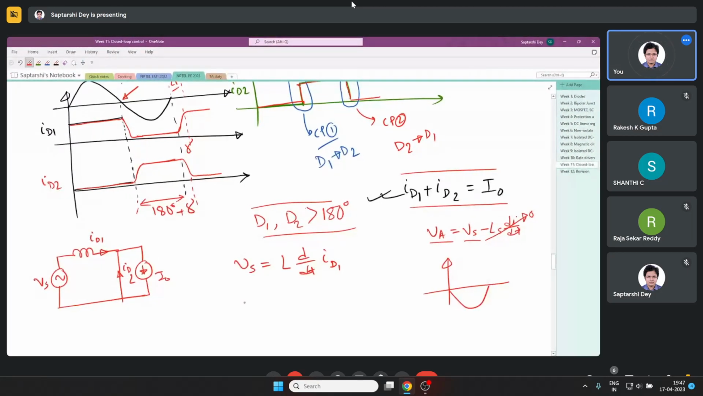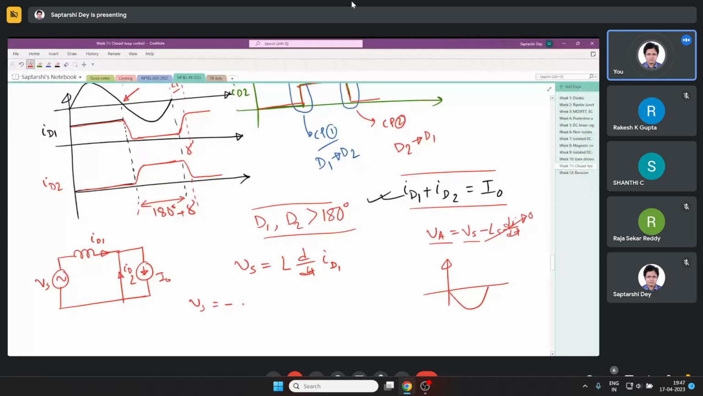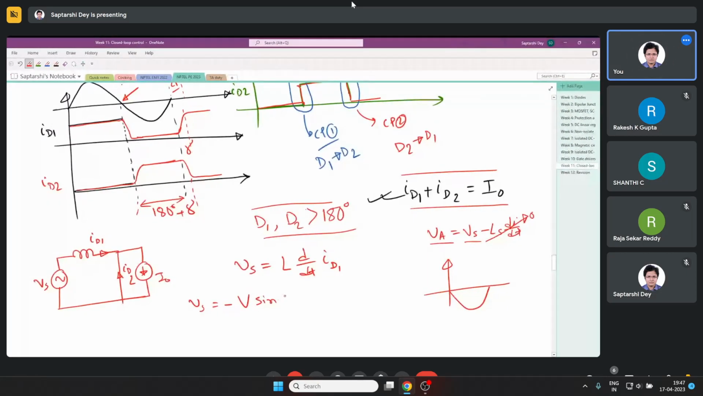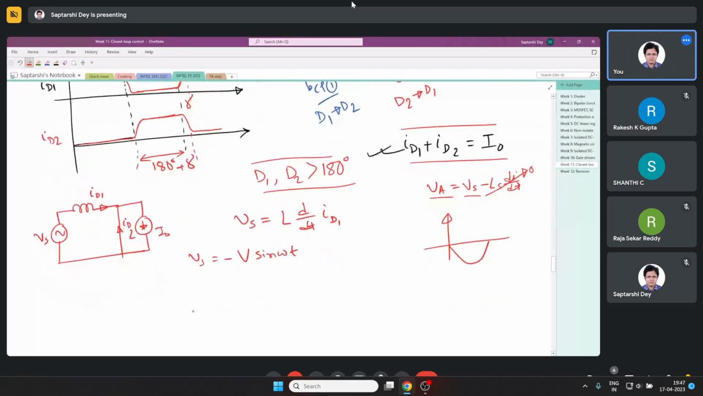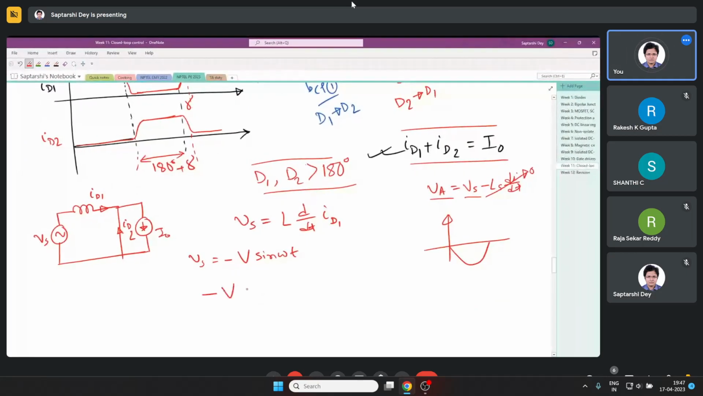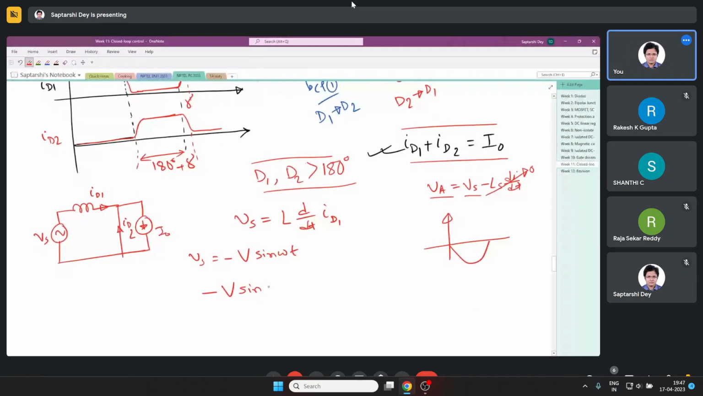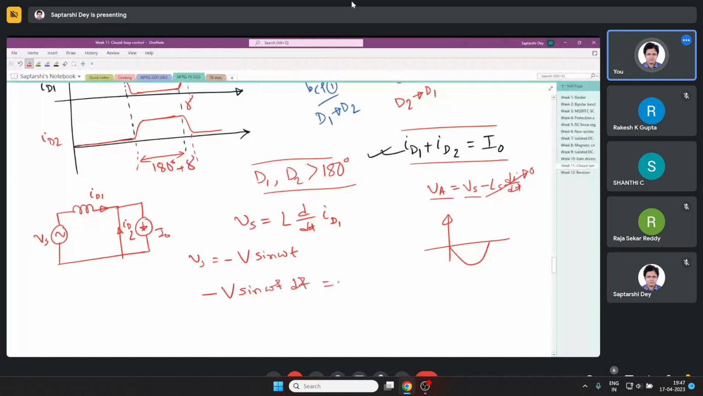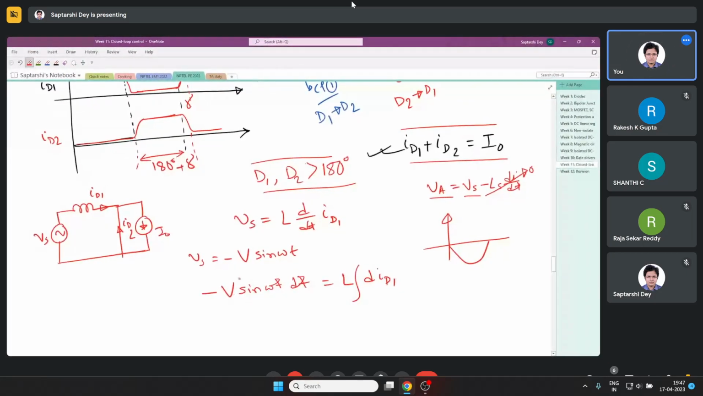cycle, so since we have shifted our origin to here, I can write Vs equals minus V sine omega t. So what we have is minus V sine omega t equals L d/dt of this. So this dt, if I write, then L dID1. If I integrate it, now you see how long is this situation occurring.